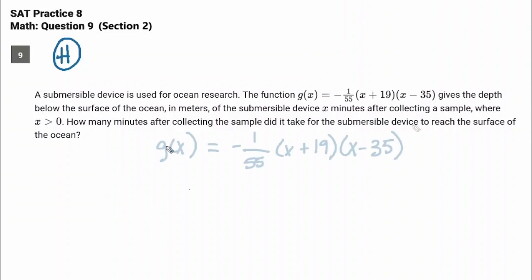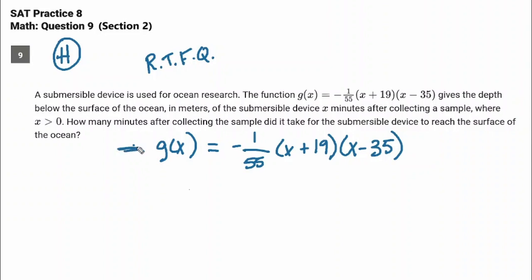You should too. The key to getting this problem right is to read the question, read the frickin' question, and understand exactly what the function is. ETS tells you right here. It's the depth below the surface of the ocean. So this function right here is what? It's the depth below the surface of the ocean x minutes after collecting a sample. How many minutes after collecting the sample did it take for the submersible to reach the surface of the ocean?